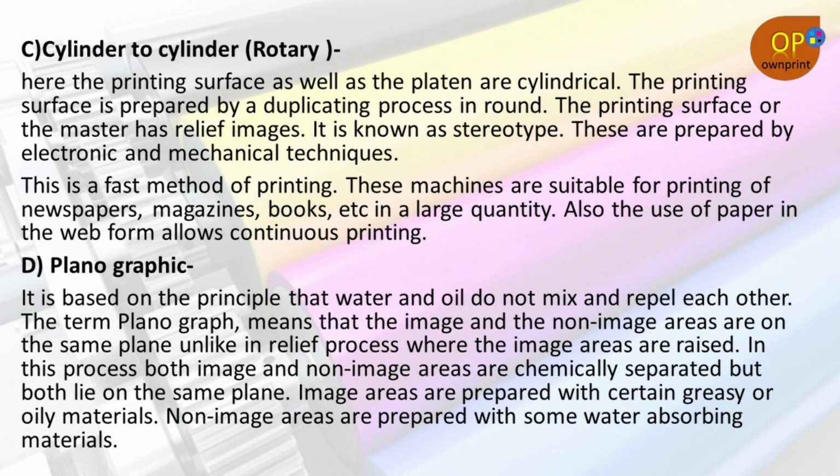Third one, cylinder to cylinder, also known as rotary. Here the printing surface as well as the platen are in cylindrical form. The printing surface is prepared by a duplicating process in round. The printing surface or the master has a relief image. It is known as a stereotype. These are prepared by electronic or mechanical techniques.